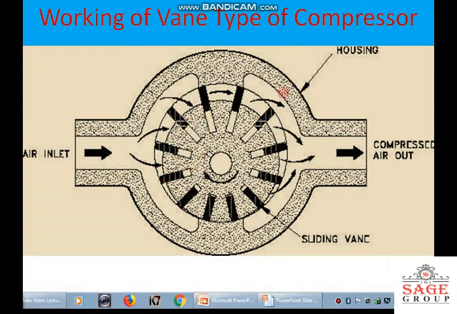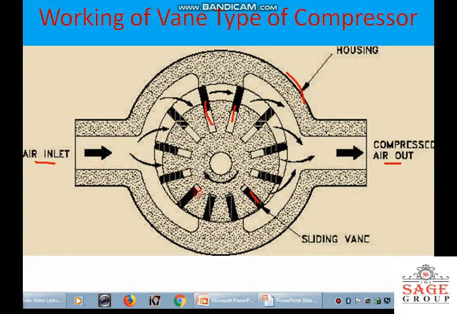Next one is the vane type of compressor. The vane type of compressor is used, and in this the rotor is mounted eccentrically, and this rotor is having slots in it. It is having the different slots. This is the air inlet section, this is the air outlet section. You can see this is the housing as well as the sliding vanes.